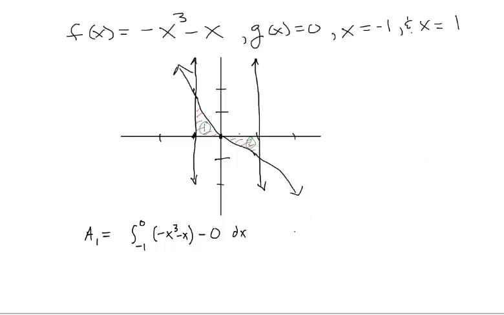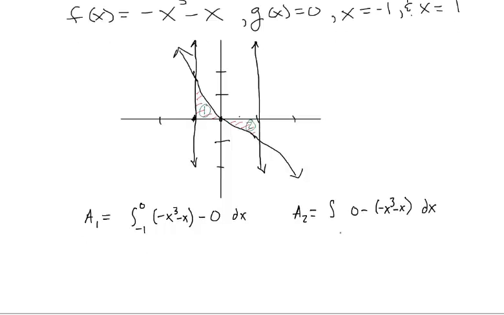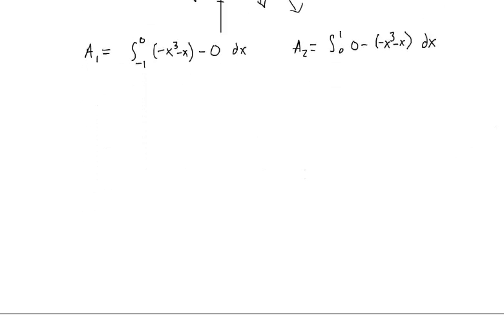And then the setup for area 2 is going to be area 2 is equal to, now the top function is 0. And we need to make sure we remember that. So from 0 minus, and the bottom function is negative x cubed minus x. And our limits of integration will be from 0 to 1. And now we need to solve both of these integrals.